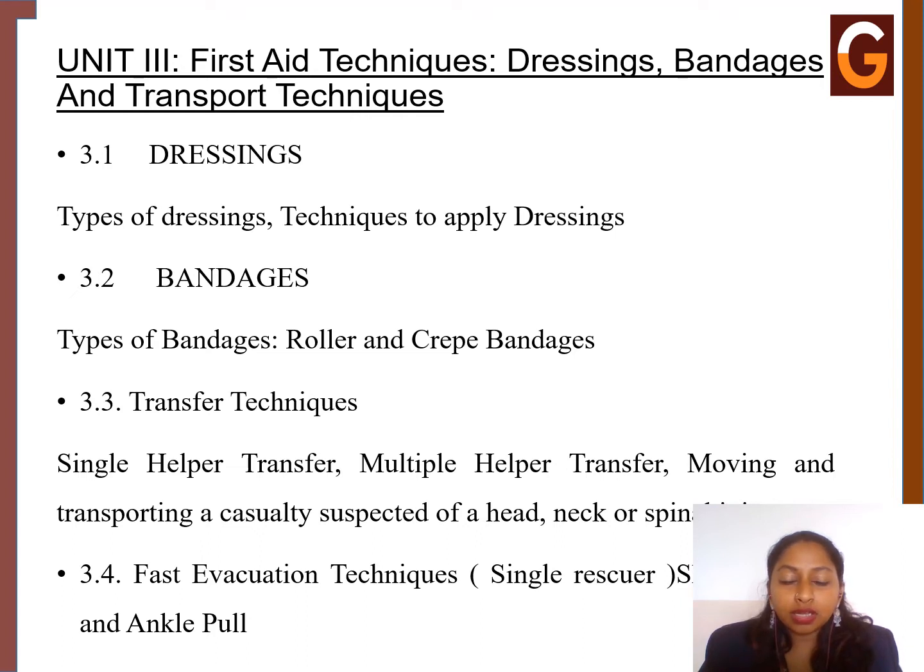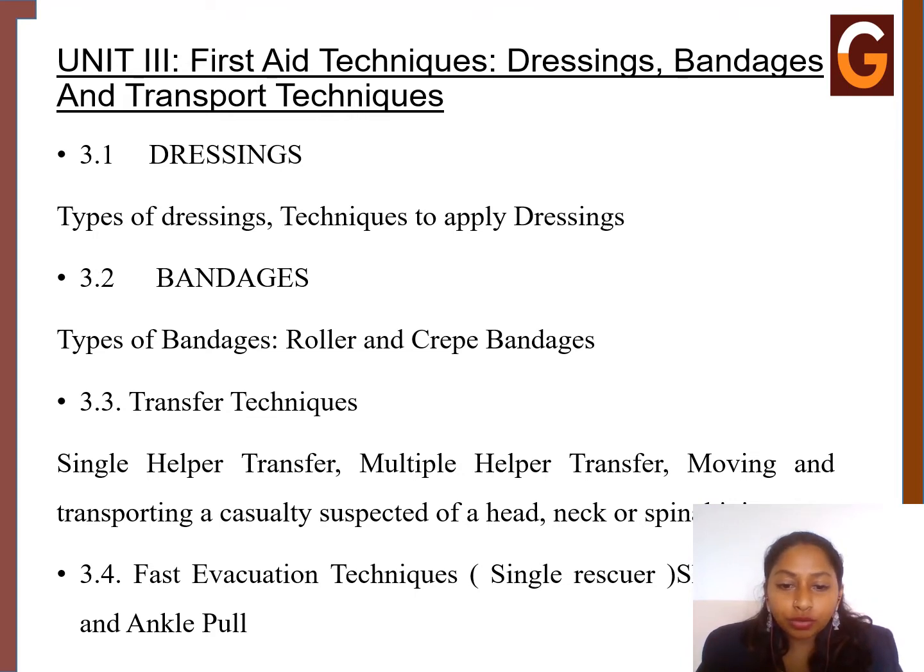3.3 is nothing but transfer techniques. For example, if a person has had an accident, how you will transfer that particular victim from the car to the stretcher or from the stretcher to the bed. All these things are covered, whether you are single or you have multiple helpers over there. So the variation that can happen in the transfer technique will be dealt with in this particular subunit.